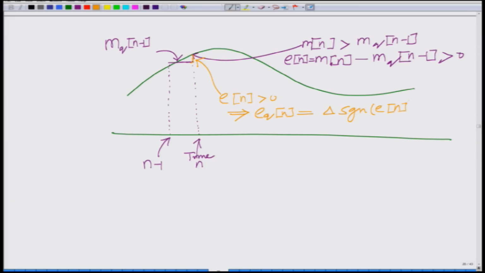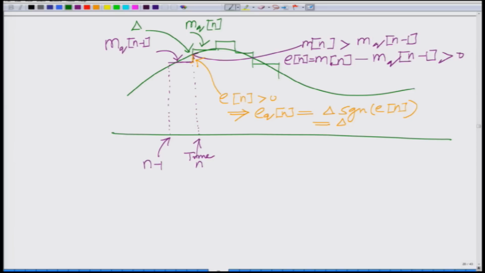Since E of n is positive, this is simply delta. So, EQ of n is delta, of height delta, and so MQ of n minus 1 plus EQ of n gives the reconstruction. So, that will be your MQ of n. So, this is how you obtain the staircase approximation, and then subsequently we have the difference.